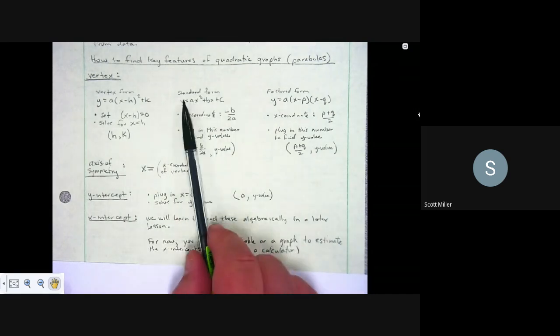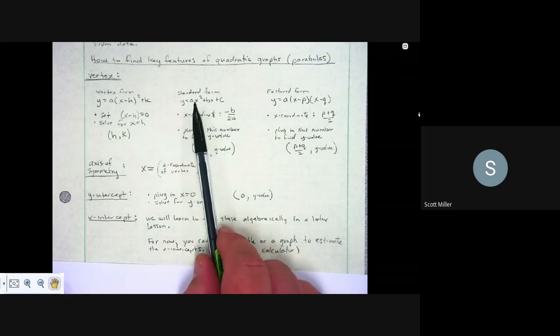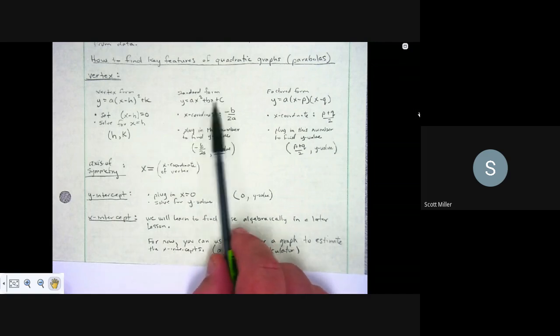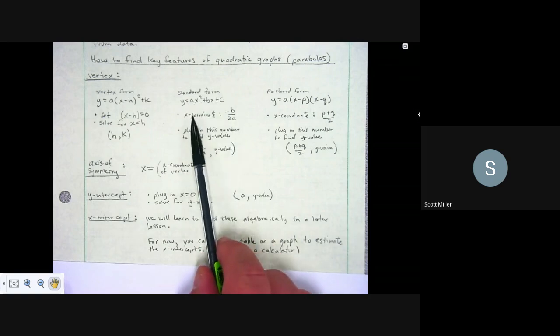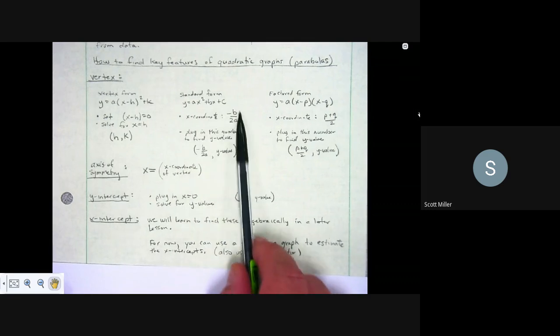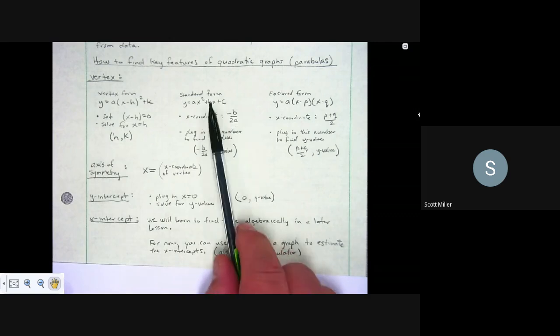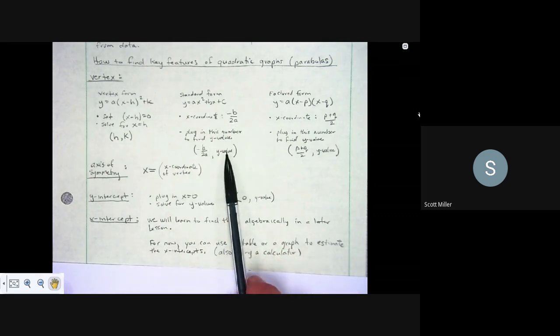If I'm in the standard form or general form, in this fashion right here, you're trying to identify the a, the b, and the c. These are the coefficients of each individual term in this format. The vertex is found by finding the x-coordinate of the vertex by using this little formula right here, negative b over 2a. Once you have that number, you plug it back into the equation, and you find the y value that goes with it. And that is your vertex.